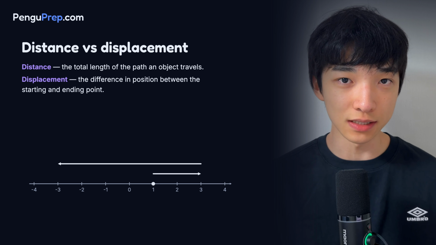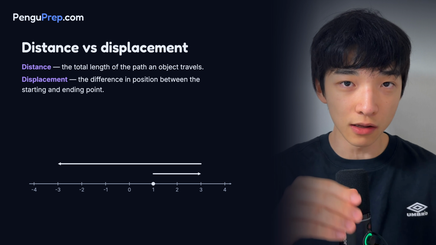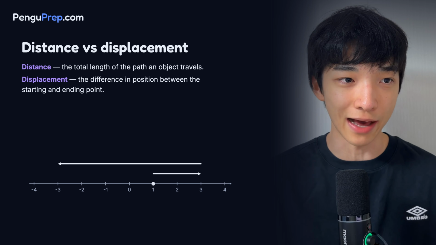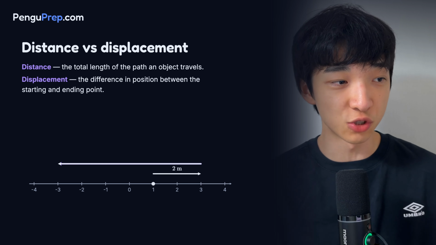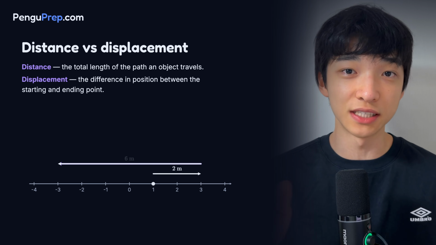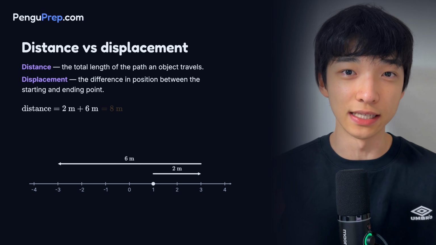To find the total distance the object traveled, you sum up all of the individual lengths of that object's path. When it goes from 1 to 3, it has traveled a length of 2 meters. When it goes from 3 to -3, it has traveled a length of 6 meters. So the total distance is 8 meters.